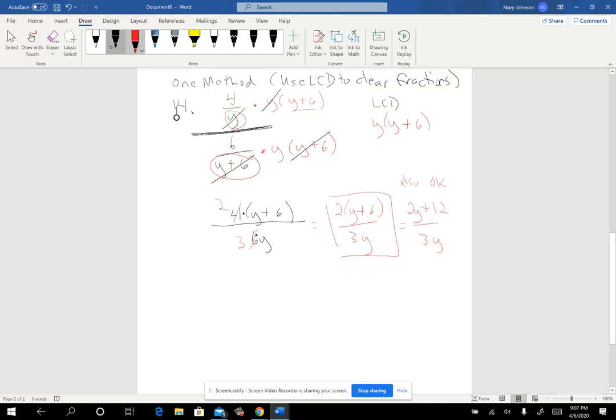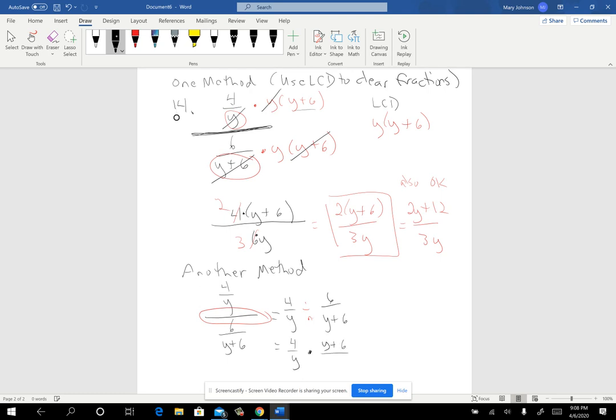All right, there's another method I want to show you because you might see it in View an Example, and it really does work very well on this one. When you have one fraction divided by one fraction like we have here, something you might like to consider doing is this. This just means division. So you could rewrite the problem as 4y divided by 6 over y plus 6. Then you could keep, change to multiplication, and flip.